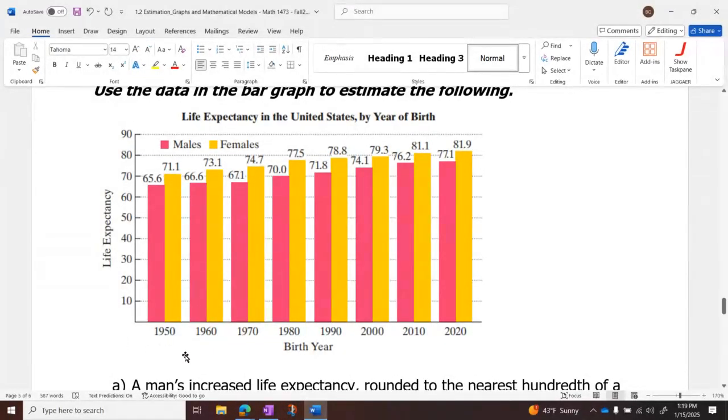And the horizontal scale represents time. We have 1950 as the beginning, and 1960 all the way to 2020, right? So the horizontal scale represents the birth year of the subjects, and the vertical scale represents those subjects' life expectancy. Red bars represent male, yellow bars represent female. It's interesting to see that, in general, statistically, females live longer than males, right?